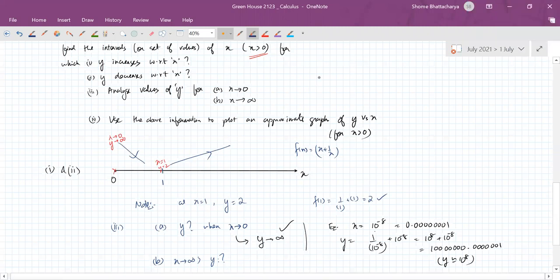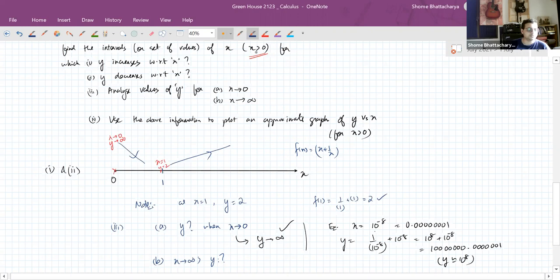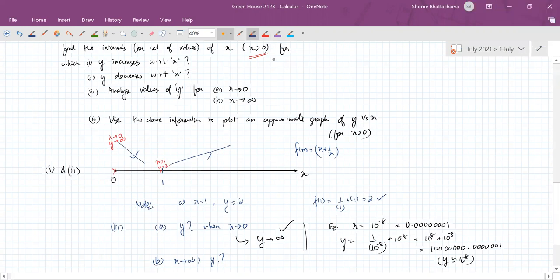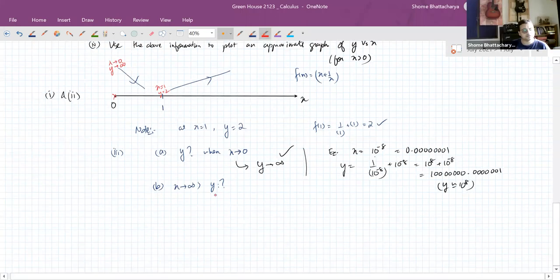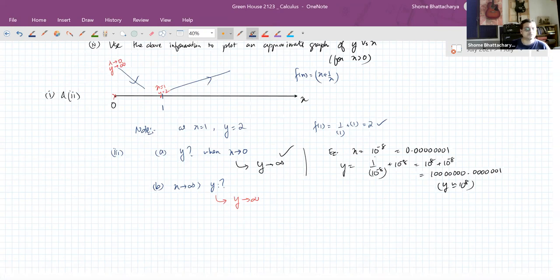Infinity. The value of y is x plus 1 by x, no? Sir, infinity. Again, it will tend to infinity. Very good. So y will again tend to infinity, because there is also that term x plus 1 by x. So this time, the 1 by x term tends to 0, but x tends to infinity, no?